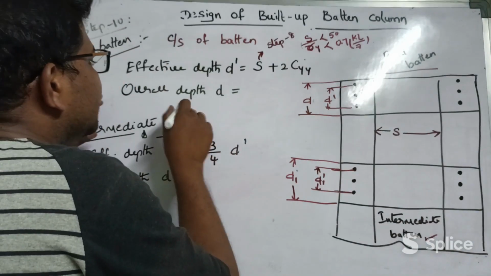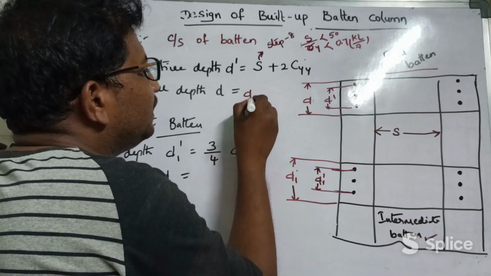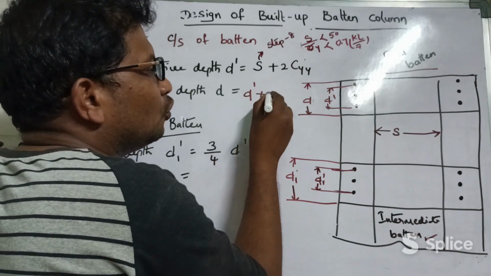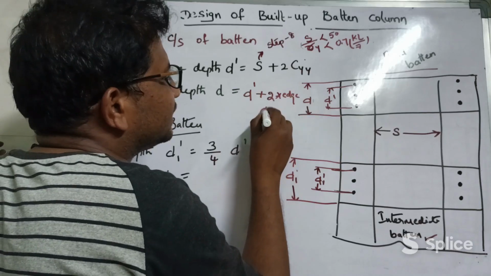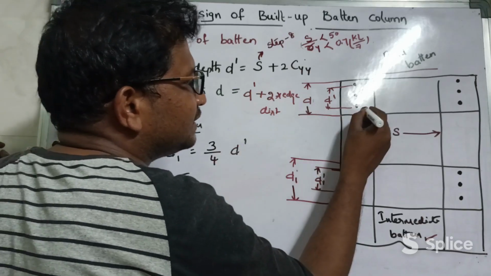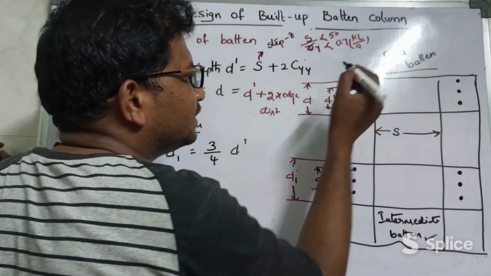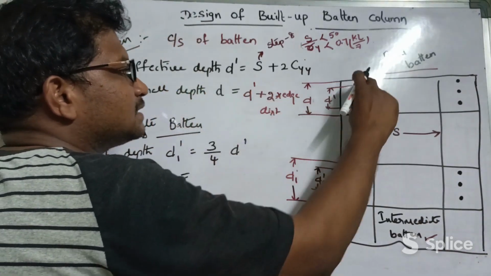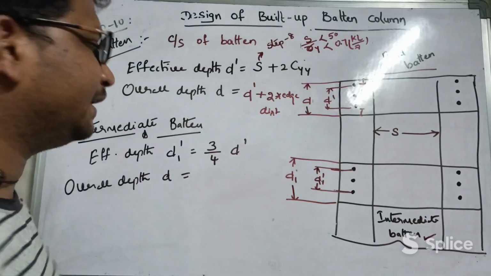Okay. Next, overall depth. Overall depth D is equal to D dash plus 2 into edge distance. This is the edge distance, right? This is one edge distance, this is one edge distance. D dash plus 2 into edge distance will give you overall depth of end batten.